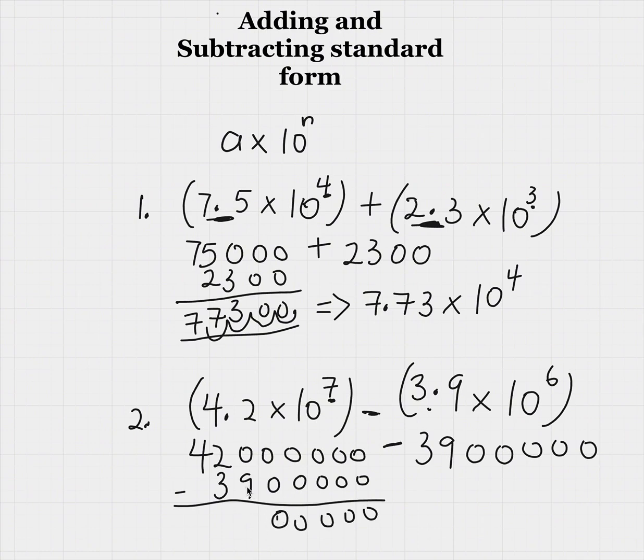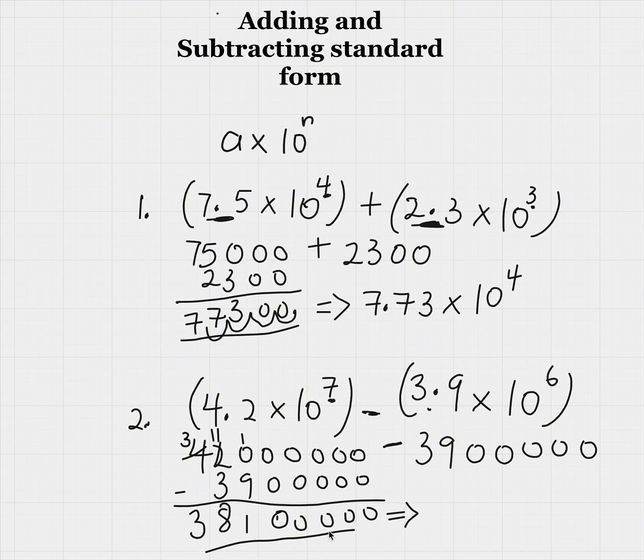So if you take out 9, you can't take out 9 from 0, so you need to borrow. That becomes 10, that becomes 1, that becomes 1. And then you can't take out 3 from 1, so you've got to borrow, making 11, and here becomes 3. So taking out 3 from 11, you get 8, and that becomes 3. So you end up getting this answer, and you need to convert the answer back into standard form.